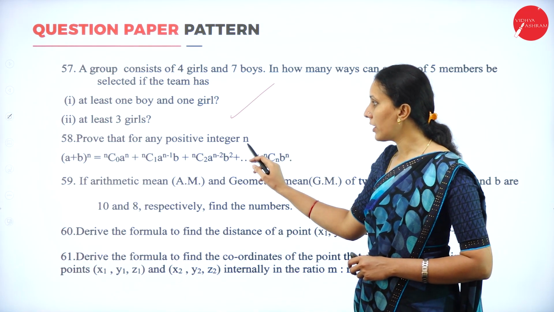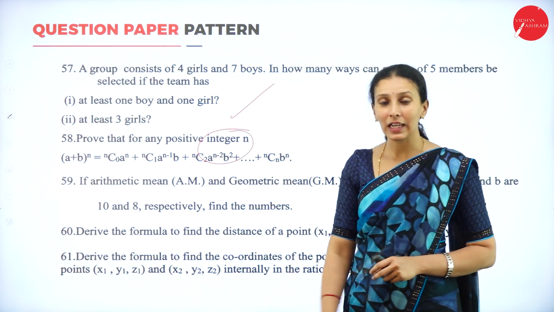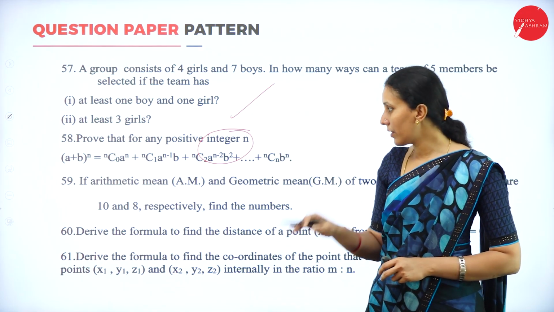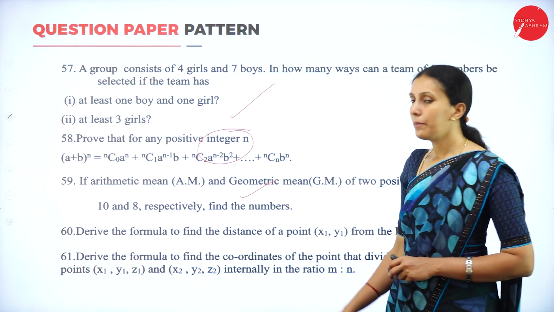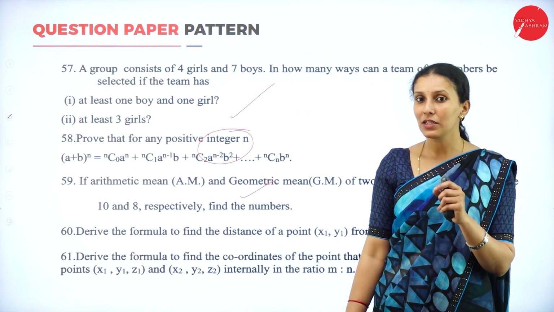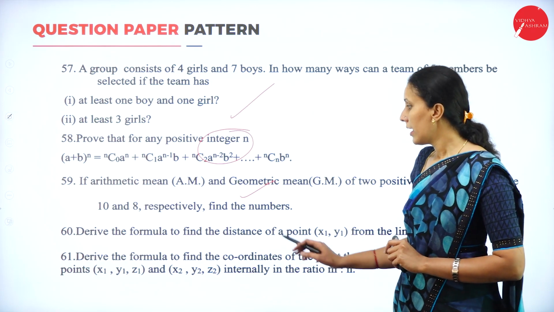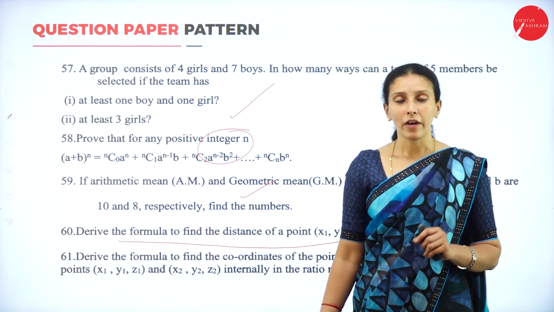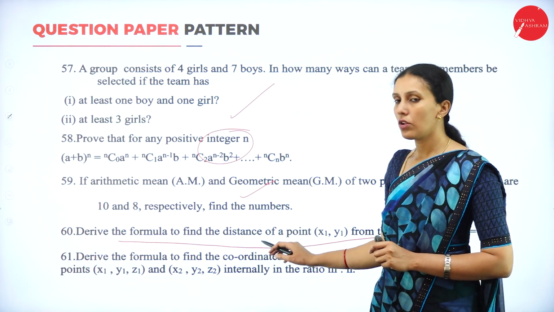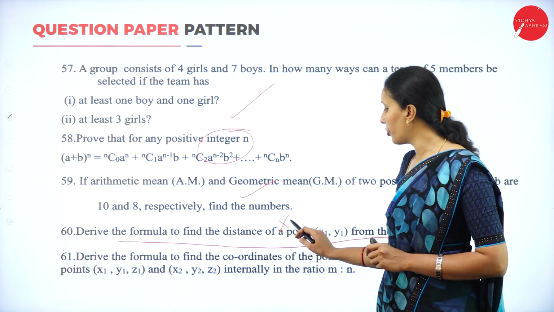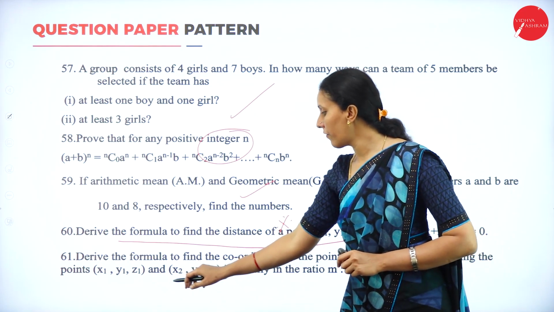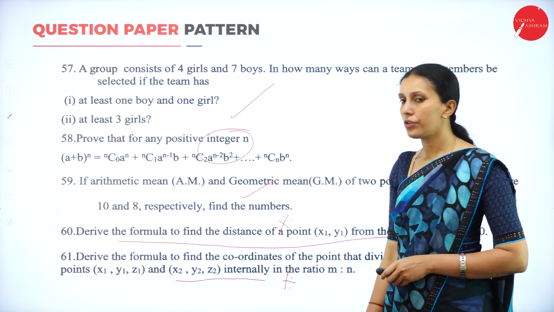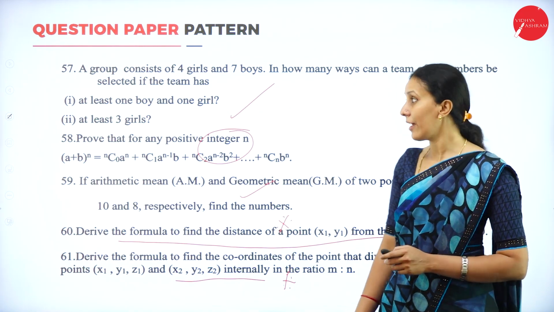Next you have the binomial theorem which you can study compulsorily. So this is a compulsory question you can study. You can study binomial theorem and 1 arithmetic and geometric mean problem from the chapter sequence and series. Next you have derive the formula to find the distance of a point from the line. This is also an important derivation which you can study. Next, a section formula from the chapter 3-dimensional geometry. Again, this is also one of the important questions which you will get every year.